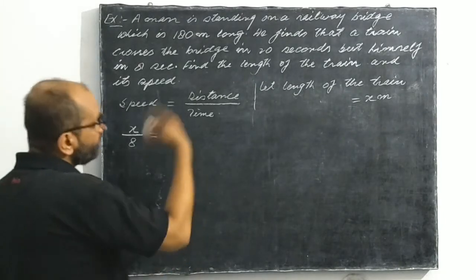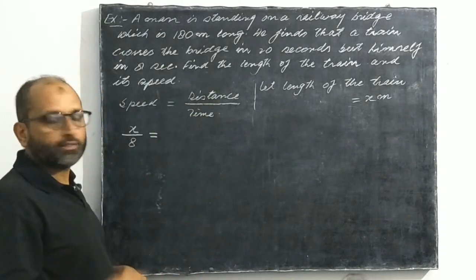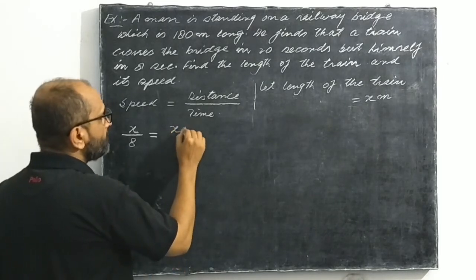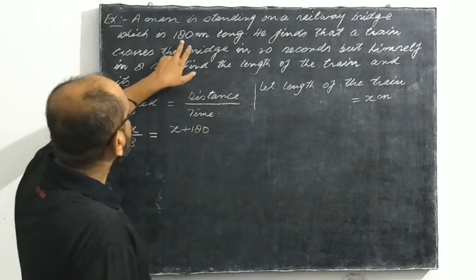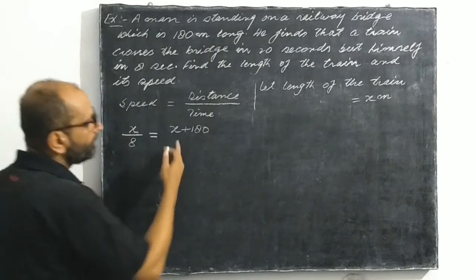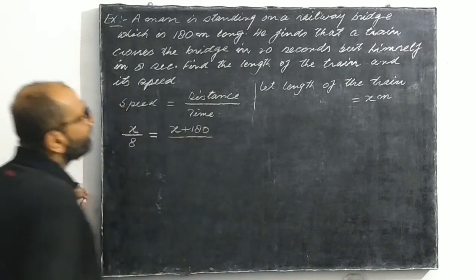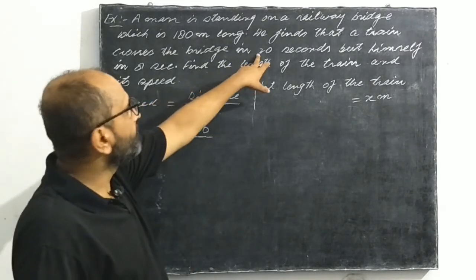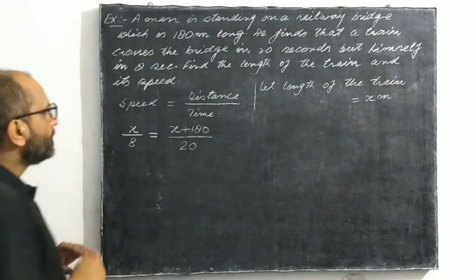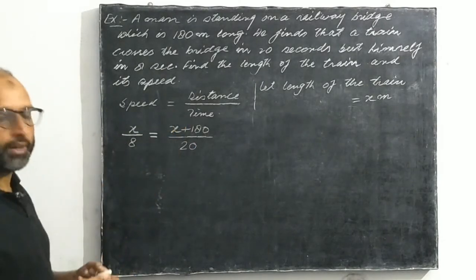So in the case of the bridge, the distance travelled by the train must be taken as the sum of the length of the train and the length of the bridge itself. So the total distance travelled by the train must be x plus 180, because 180 meters is given as the length of the bridge in the problem, and the length of the train we have assumed as x. So the total distance travelled to cross over the bridge is x plus 180, divided by time. Time is given as 20 seconds. So the train crosses the bridge in 20 seconds, so time is 20. So this is the speed of the train, this is also the speed of the train, and the speed of the train is the same, so that's why we have equated these two cases.